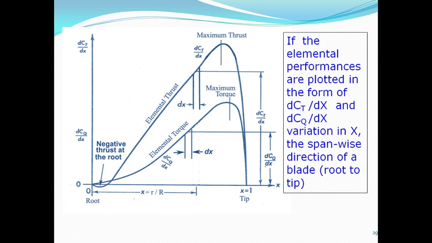This is a kind of variation of the thrust force and the torque required, from the root to the tip, how it changes. If you see here, near the root, the thrust force is negative. Intentionally we create some negative thrust at the root so that you can suck the air basically. So here, this is the variation of the thrust force, and this is the variation of the torque required.